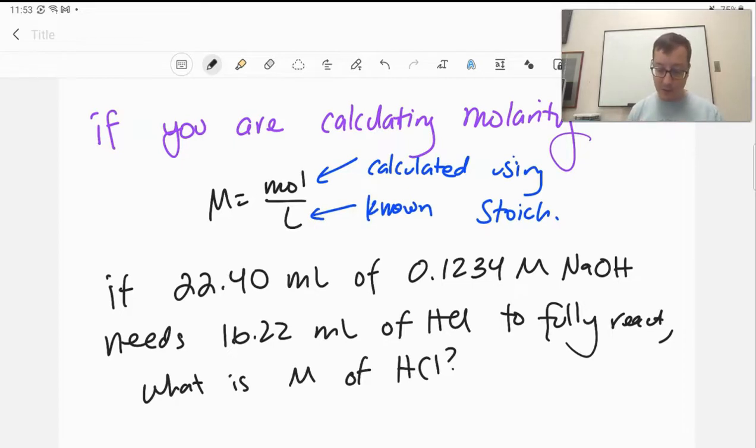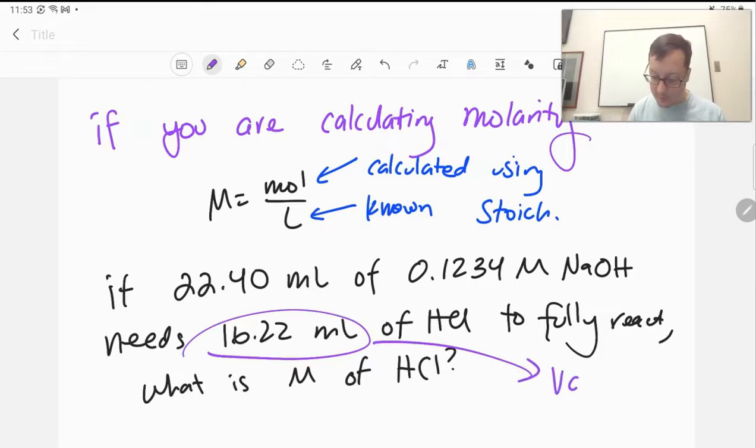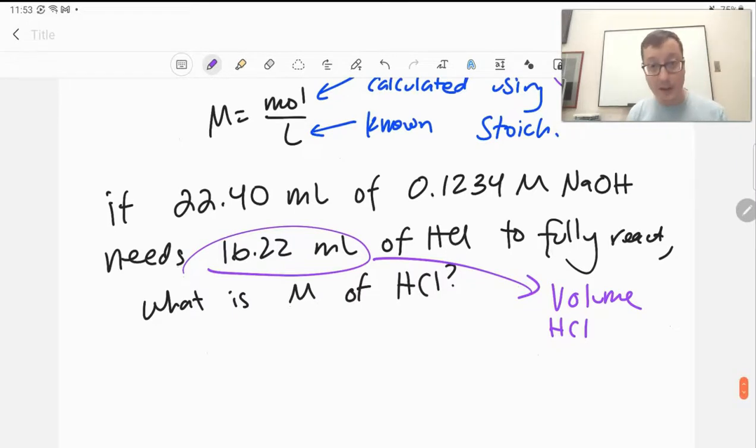So we can use stoichiometry. We have this known volume then. We have our 16.22 milliliters. That's our volume of HCl. And in order to find molarity, we need the moles of HCl and the volume of HCl. We don't know the moles directly, so we have to use stoichiometry.